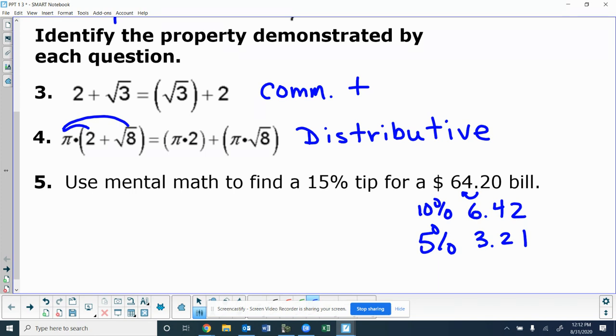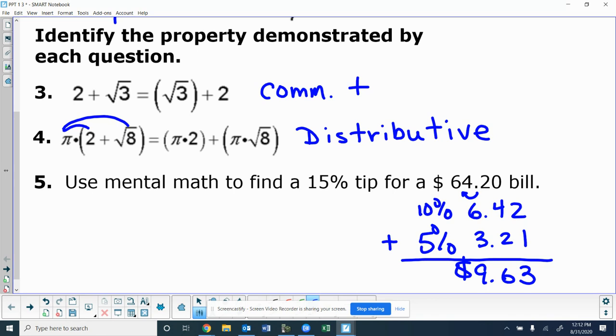Again, if you actually have one of these problems, you won't have one of these on the quiz. But if you were, you could just go 0.15 times $64.20, right? But that's 9.63. But you wouldn't really need a calculator. You could do it using this. All right, so good warm-up.